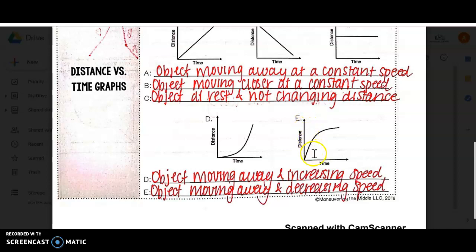Okay, now this one, we're moving away. At first, we're moving a lot of distance in a short amount of time. Then we're moving not as much distance in a short amount of time. So we're actually going slower. So this is moving away and decreasing in speed.